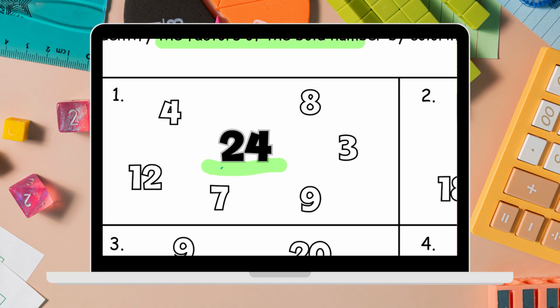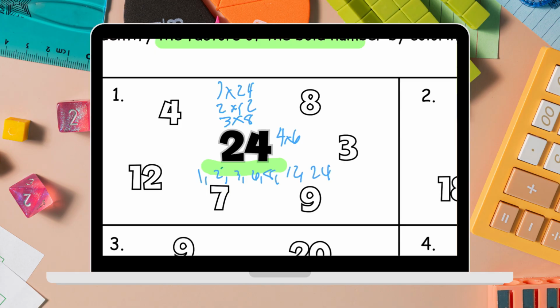So first, simply, I'm just going to list all my factor pairs for 24. I know I have 1 times 24, I have 2 times 12, I have 3 times 8, I have 4 times 6. Okay, so 1, 2, 3, 4, 5 doesn't work, 6 we have, 7 doesn't work, we already have 8, and 9 doesn't work. Okay, and we have 12. So those are my factors of 24. We have 1, 2, 3, 4, 6, 8, 12, and 24.